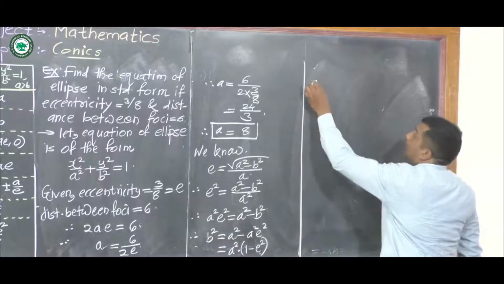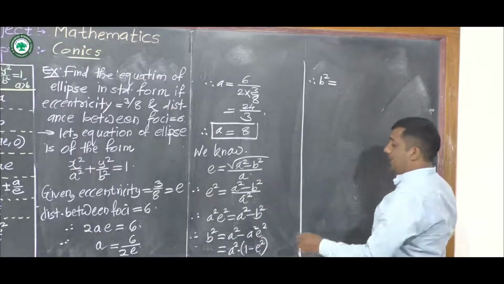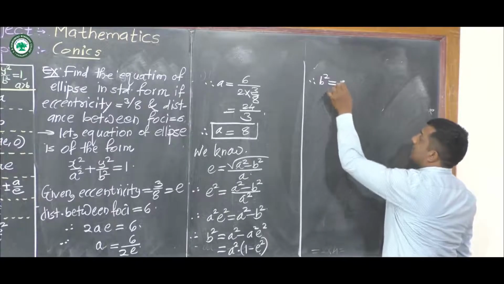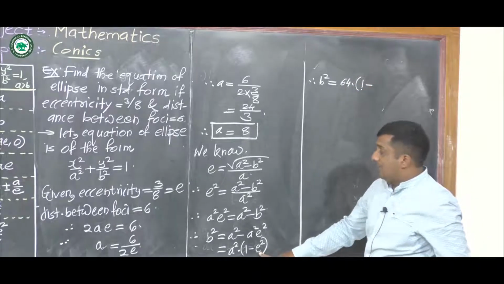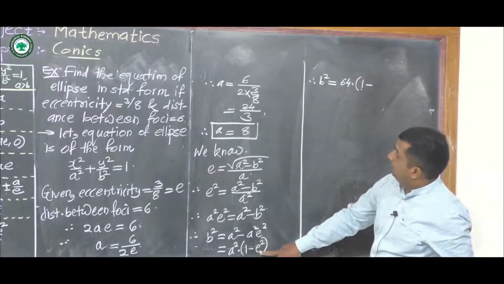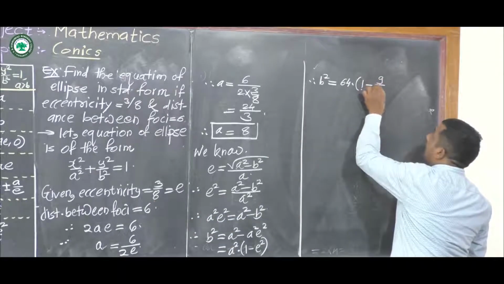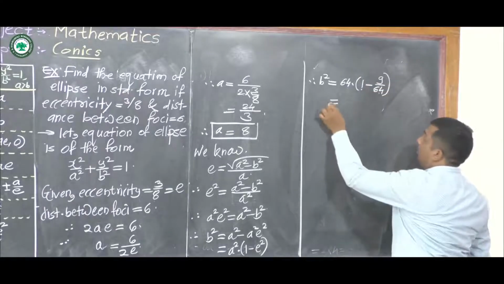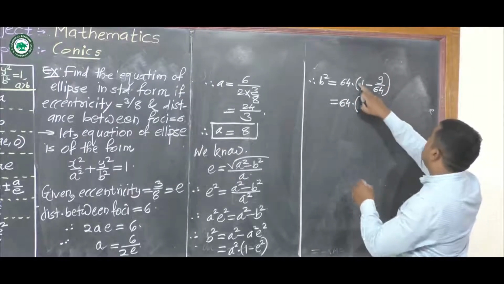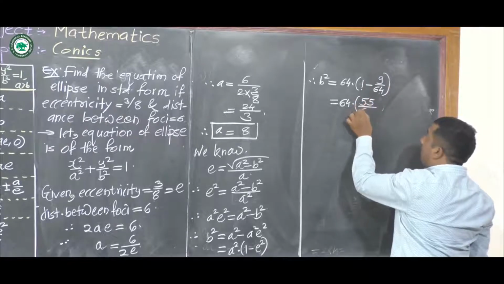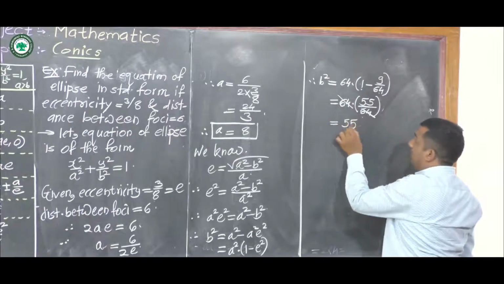So B square is equal to 64, since A is 8, so A square is 64. Then inside the bracket 1 minus E square. E is given as 3/8, so E square is 9/64. Then inside the bracket we have 1 minus 9 by 64. 64 minus 9 means 55 upon 64. Here 64 cancels and only 55 remains.